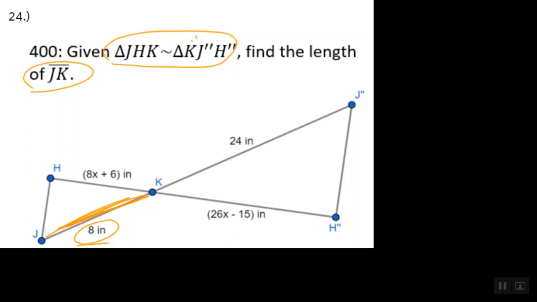Notice, guys, here there was just a typo in the problem, but I'm not going to change it. So it says find the length of JK. JK is 8. All right. There's your freebie for the day.